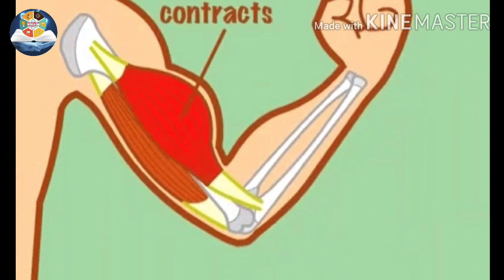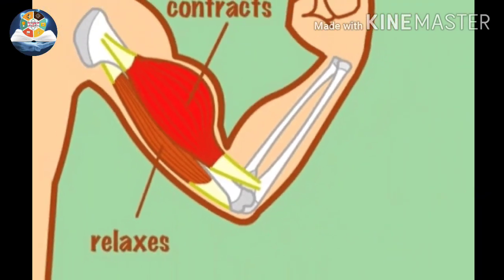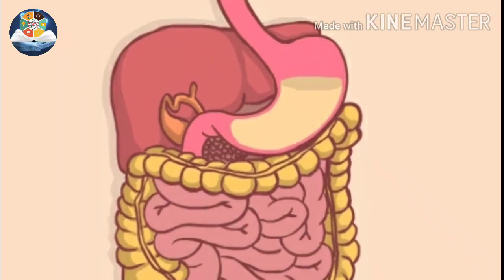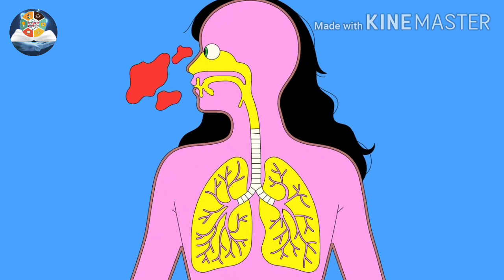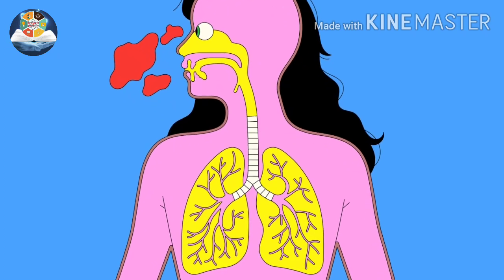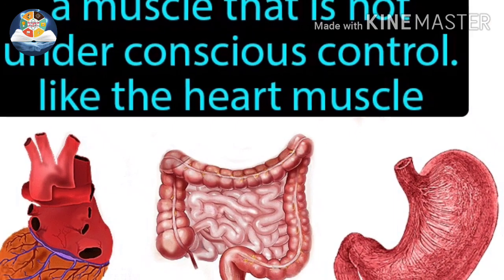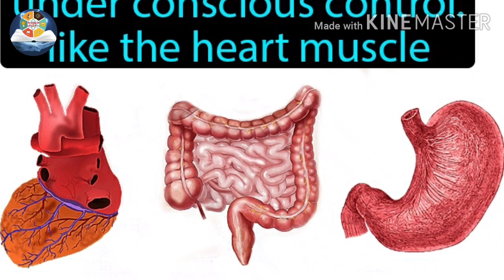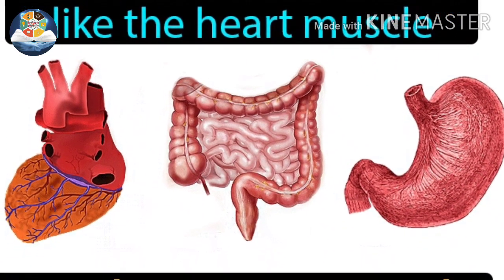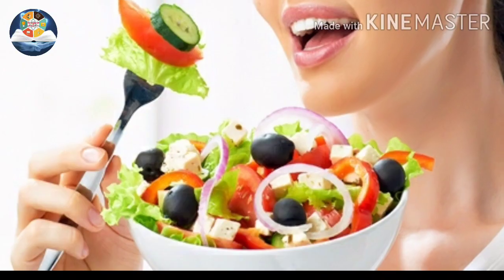Our arms and legs contain voluntary muscles. The functions of the stomach, heart and lungs go on in a fixed manner. The functions of these organs do not depend on our wishes. They work by themselves. Such muscles are called involuntary muscles, and their movements are called involuntary movements.